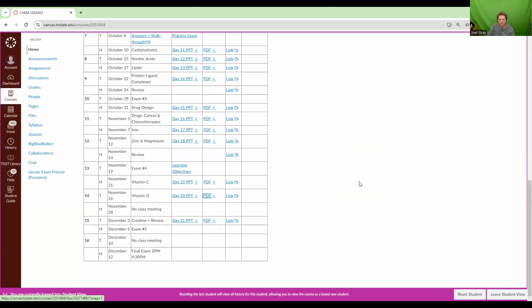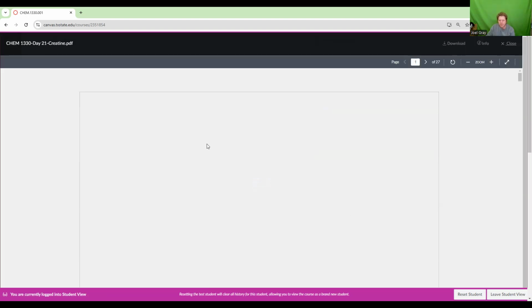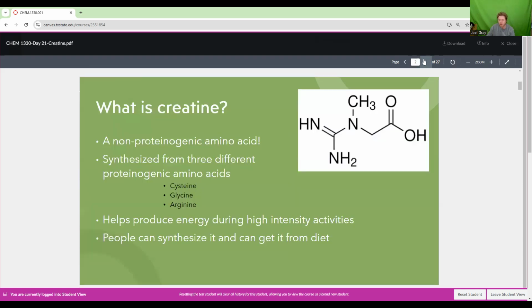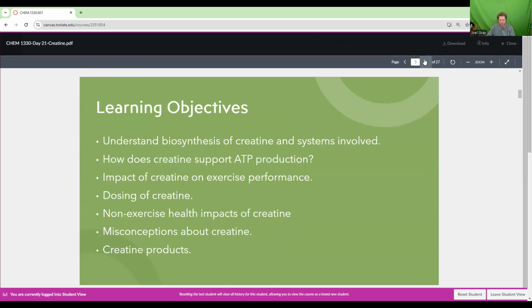Then last but not least, we talked about creatine. Creatine is a very commonly taken dietary supplement. It's made from a couple of different amino acids: cysteine, glycine, and arginine. I would know those amino acids. What does it help with? Well, it helps your body augment or supplement your ATP stores and make sure that you have enough, so that whenever your ATP drops down, there's creatine there to supplement.